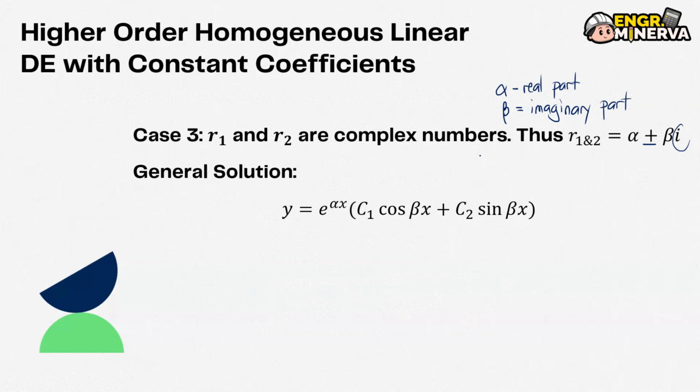So after you determine alpha and beta, the general solution is e raised to alpha x. This is where we put the alpha. Multiply to c1 cosine beta x. This is where we put beta. You just copy the whole equation and exchange these with the values that you have determined from your roots. And that's it.